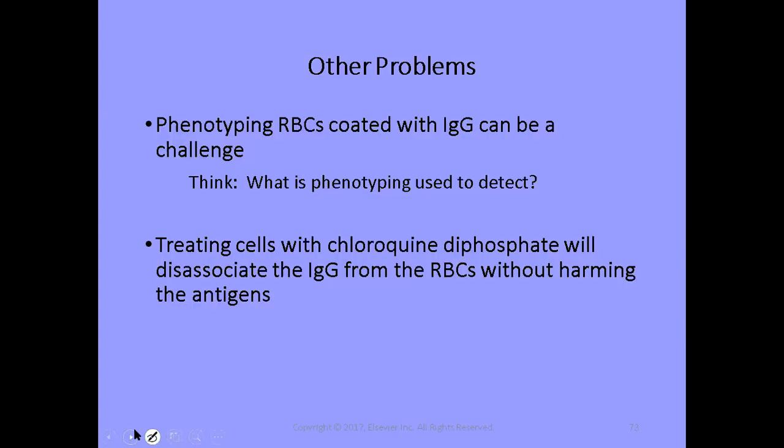All right, so we'll finish this unit up and talk briefly about some other problems. So other problems that can exist. Phenotyping red cells that are coated with IgG can be a challenge. Think, what is phenotyping trying to determine? Answer, antigens that are present on the red cell. Well, if the red cell is coated with IgG affixed to it, we may not be getting accurate phenotyping results because our antiserum may not be able to get to the antigen we're trying to identify that's present. Treating cells with chloroquine diphosphate will dissociate the IgG from the red cells without harming antigens, and then we can go ahead and phenotype.